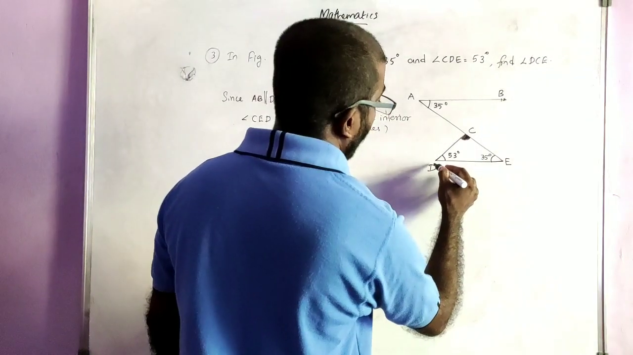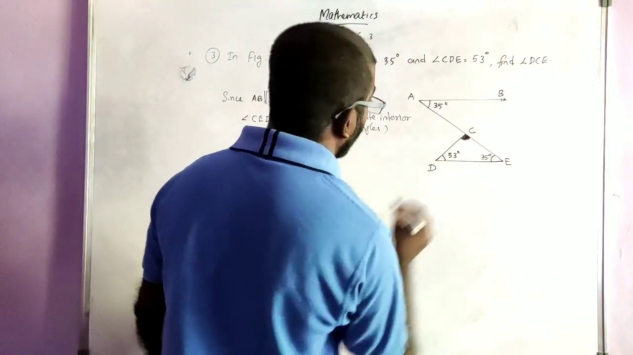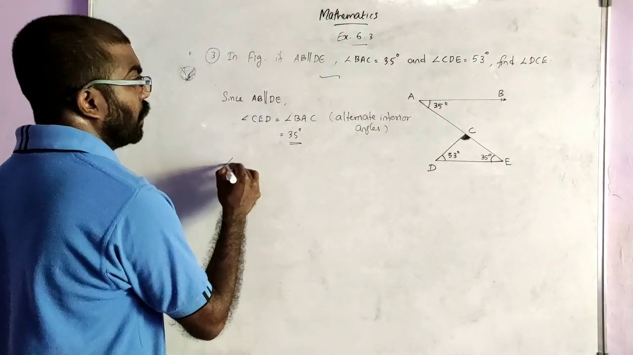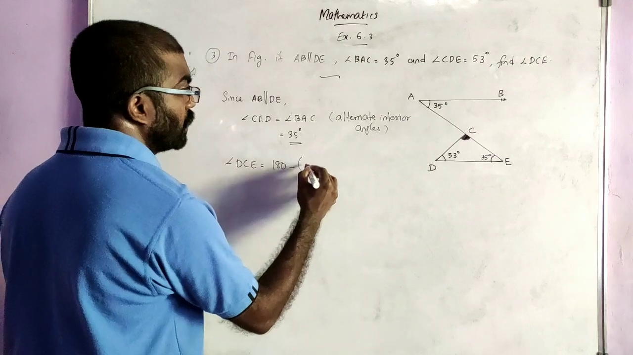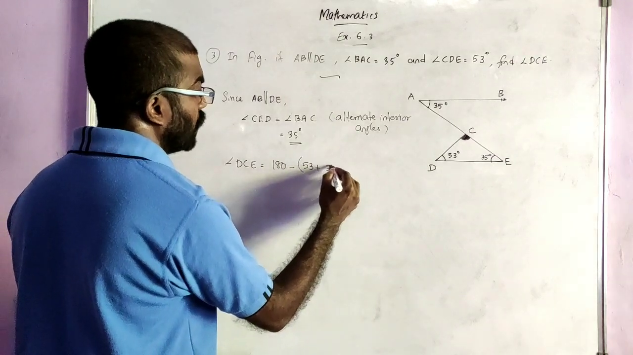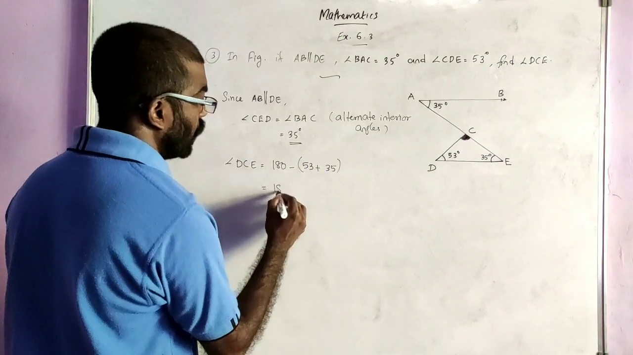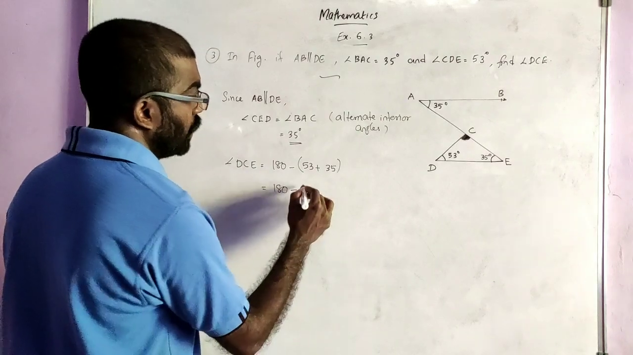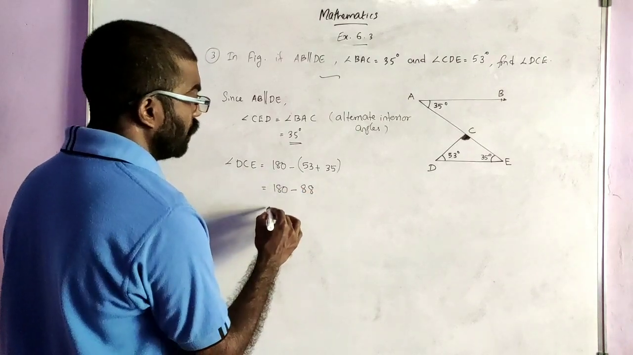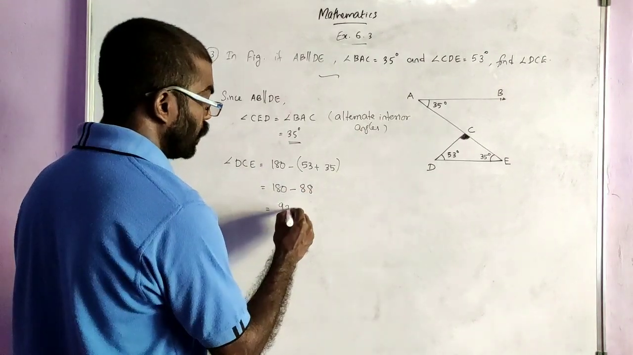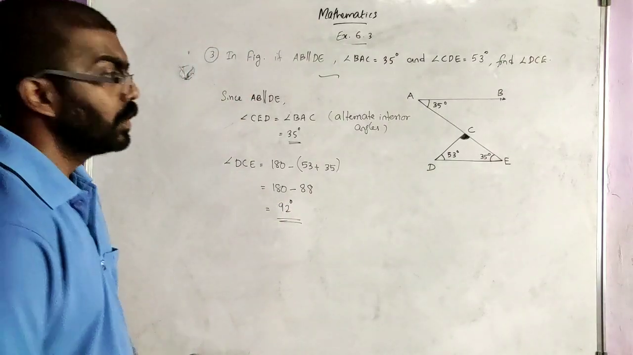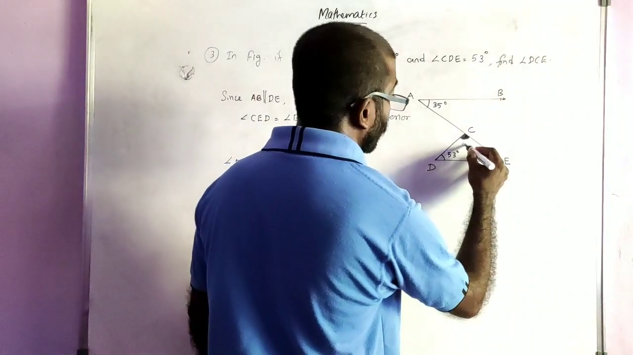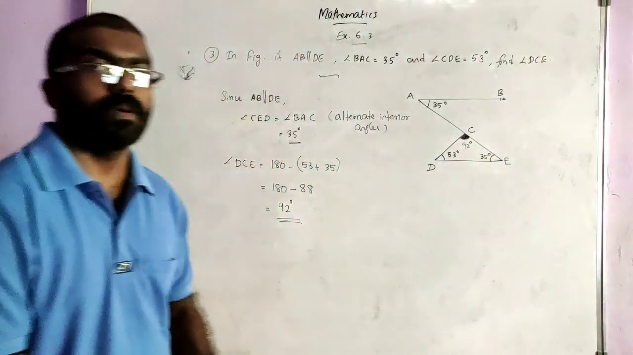Now we can find angle DCE using angle sum property. So angle DCE equal to 180 minus 53 plus 35. So 180 minus 88, which gives 92 degree. Therefore angle DCE equal to 92 degree. Okay.